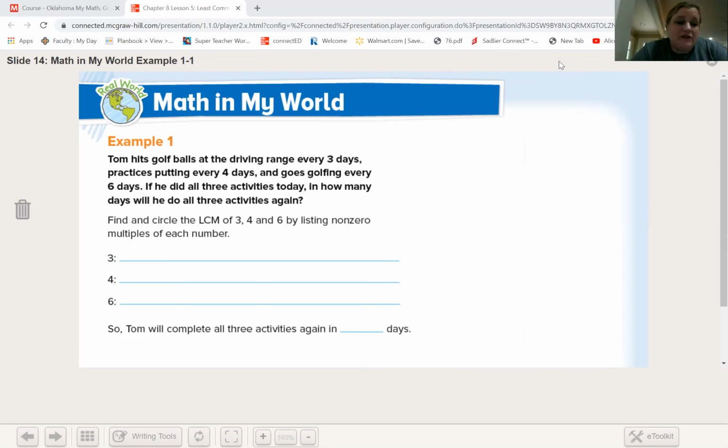Just like with greatest common factor, there's two methods for finding least common multiple, and I will show you both of those now. A multiple is really just skip counting. A multiple is any number that you can come up with when you multiply a base number times another number. Your book defines it this way: a multiple of a number is a product of the number, which I'm calling the base number, and any other whole number. Multiples that are shared by two or more numbers are called common multiples.